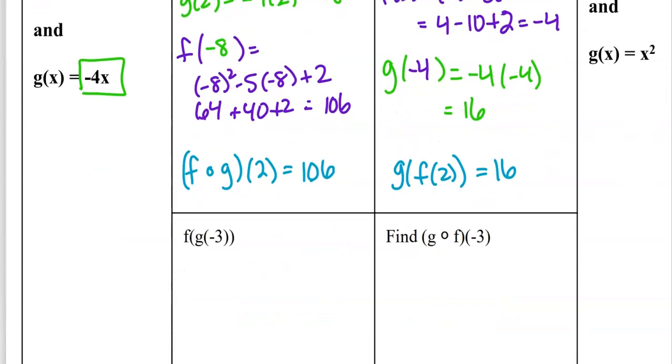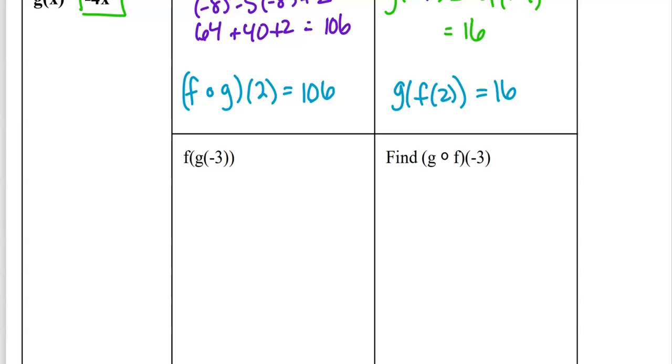I would like you to please try the ones below it. F of G of negative 3, and then G of F of negative 3. So again, we're flip-flopped. We're going to assume they're different answers. They should be. Order should matter. So you work on this with a partner. One of you do F of G of negative 3. Have your partner do G of F of negative 3.